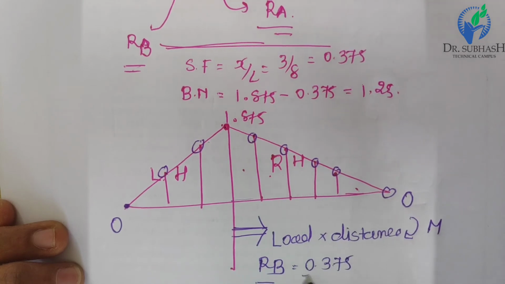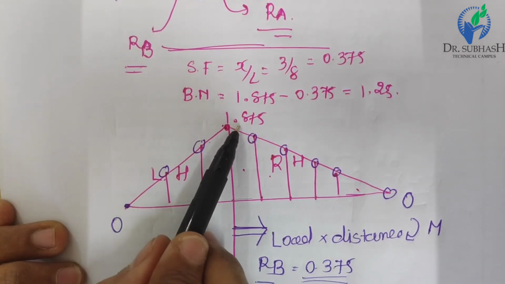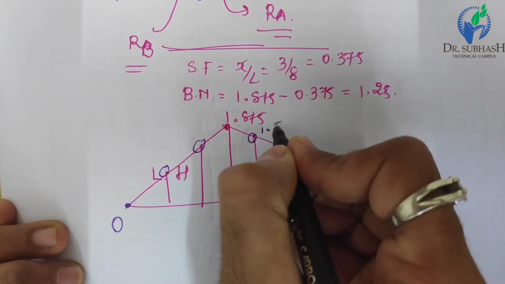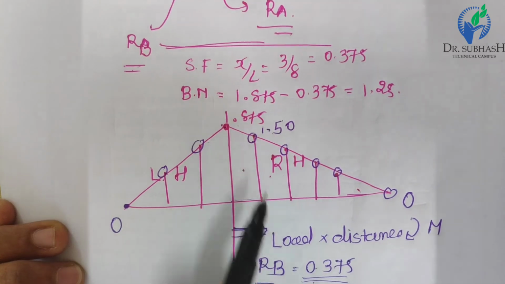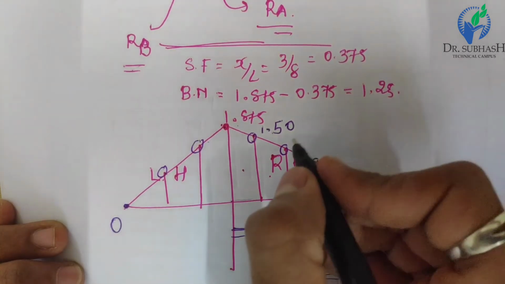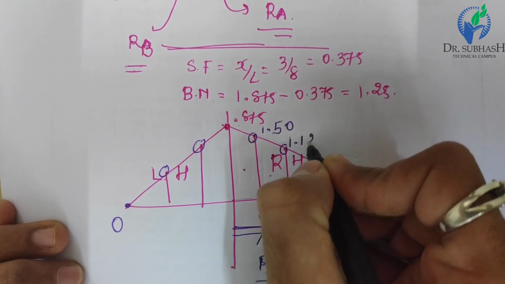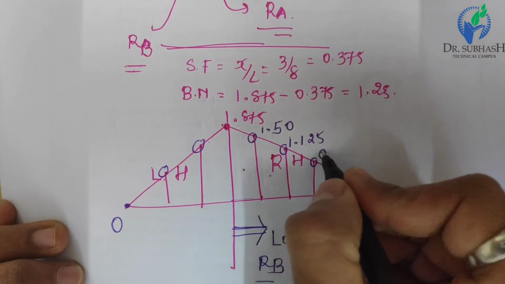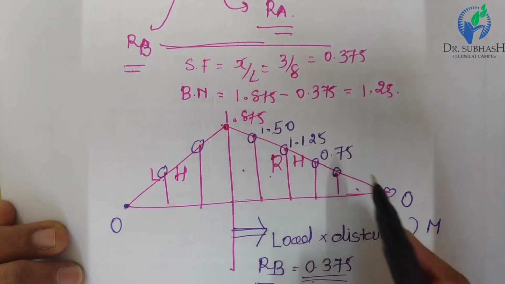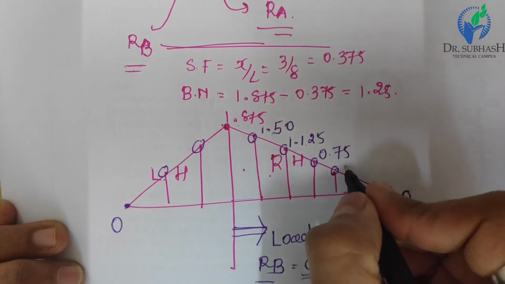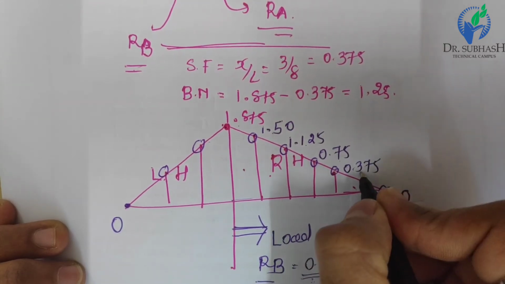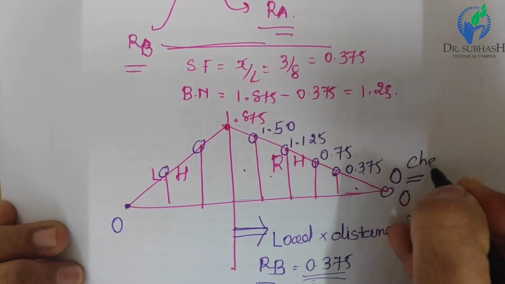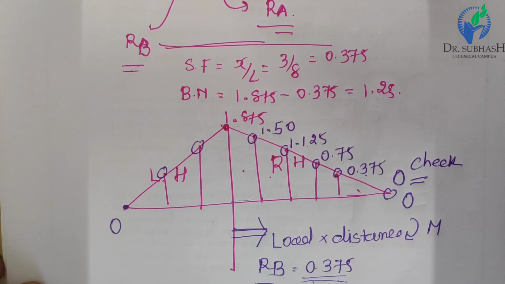In a simple way, first you draw this point, and what should be the interval? 1 meter interval. So this should be fixed. Now 1.875 minus 0.375. So what do you find? 1.5. 1.5 again minus 0.375, you find 1.125. 1.125 minus 0.375, you find 0.75. 0.75 minus 0.375, again 0.375. 0.375 minus 0.375 is 0. So here you have to check your diagram should be 0.